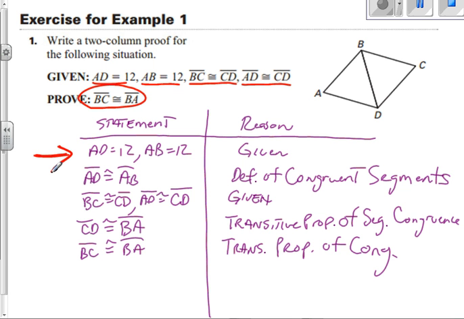That's the definition of congruent segments. And what you're looking at is this right here. And then our next step right here, segment BC is congruent to segment CD, and segment AD is congruent to CD.